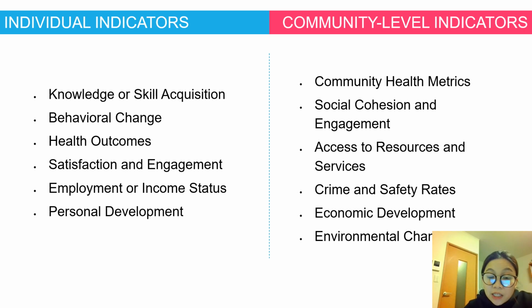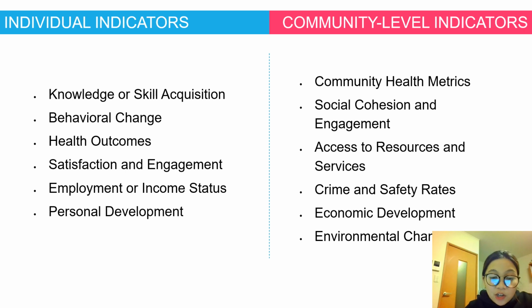So this is the increase in specific skills or knowledge due to training, like certifications achieved, test scores. Next is behavioral change. So changes in habits or behaviors, like a person quitting smoking after participating in a health program. Next is health outcome. So this is an improvement in the health status, like weight loss, lower blood pressure, better mental health.